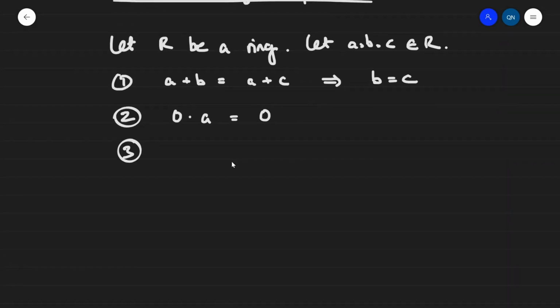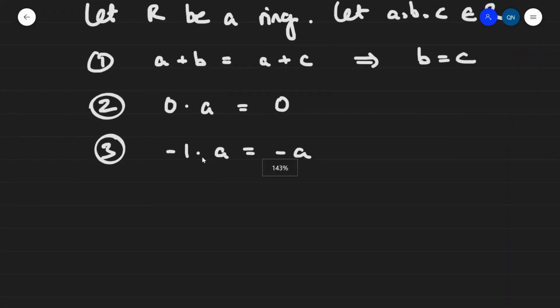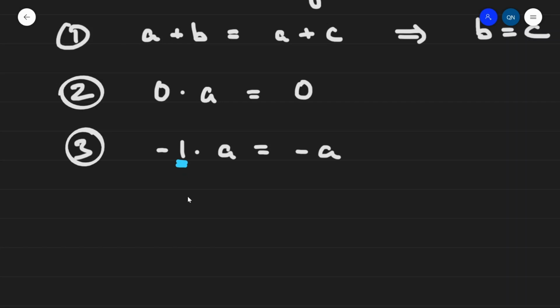The third property says that if you have negative 1 times A, well, you guessed it, it's just equal to negative A. So let's just make sense of what each of these symbols mean over here. One, this guy here is the multiplicative identity. And if you put a negative sign in front of a ring element, that refers to the additive inverse of that element. So here, this is the additive inverse of the multiplicative identity.